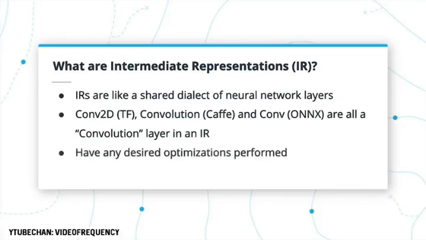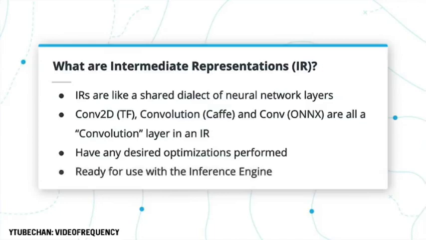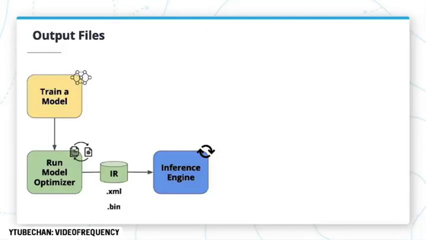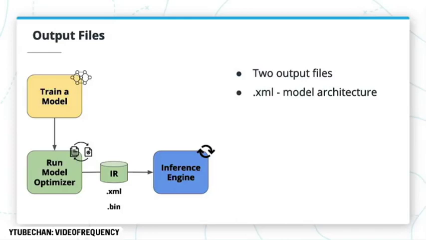Any of the desired optimizations available will have occurred while this is generated by the model optimizer, such as changes to precision. The intermediate representation is then able to be loaded directly into the inference engine. The intermediate representation is actually made of 2 output files from the model optimizer, an XML file and a binary file. The XML file holds the model architecture and other important metadata. The binary file holds weights and biases in a binary format.